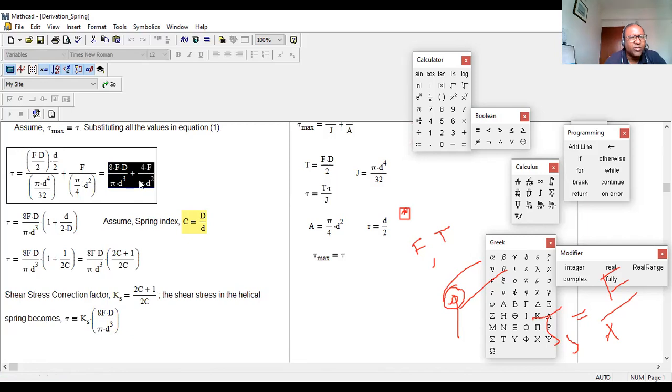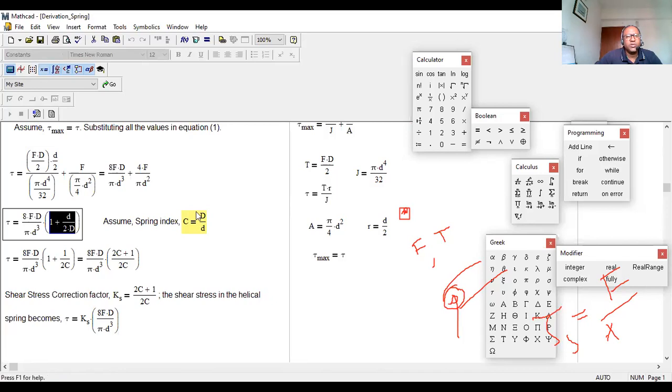Okay. Now, right over here, you just simplify. You put in the spring index. This index means the mean diameter of the spring divided by the diameter of the wire of the spring. So you will get D by d. So this is the value of C. This is a constant: the mean diameter of the spring divided by the wire diameter. The value is more than 1.